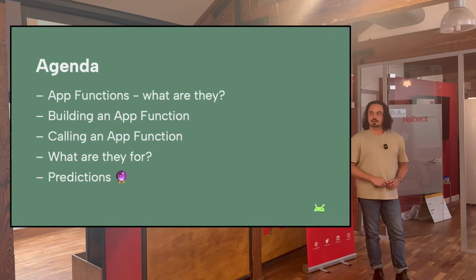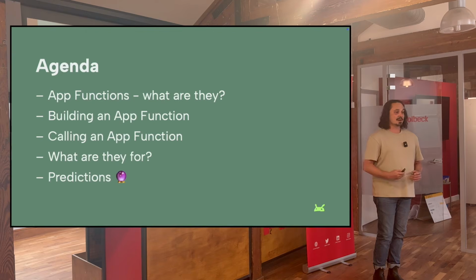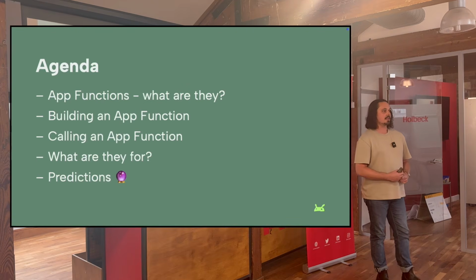First, we're going to go through how I figured out app functions are a thing at all and how you could find all this information for yourself. We're then going to start live coding. So we're going to build an app function. We're going to try call an app function and see what happens. And finally, we'll talk a little bit about what I think they're for and some predictions for the future.